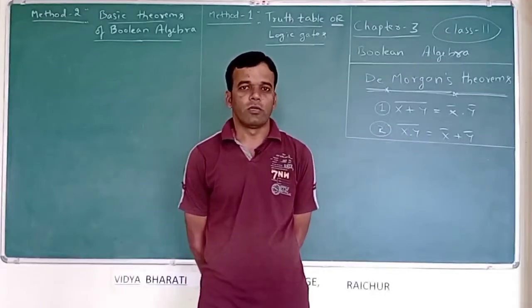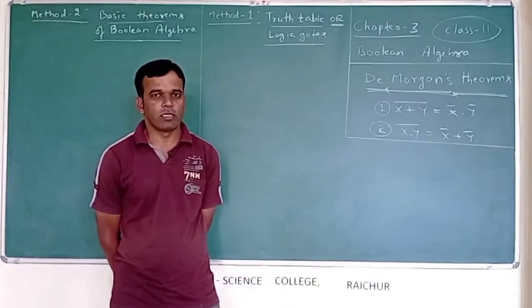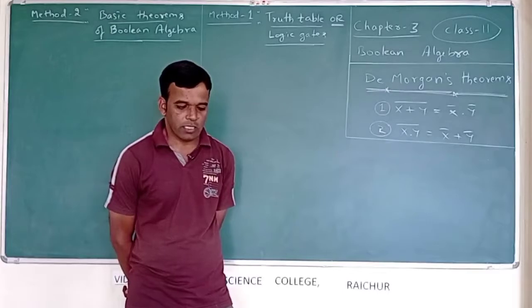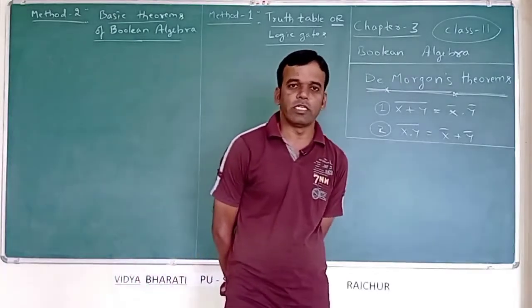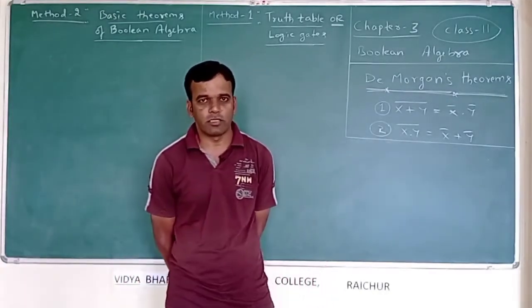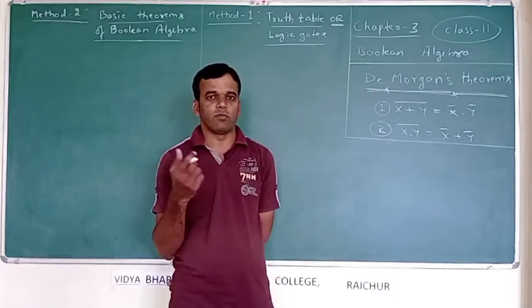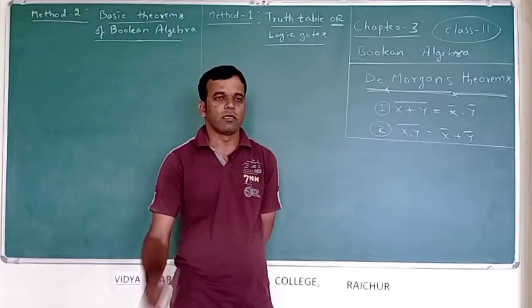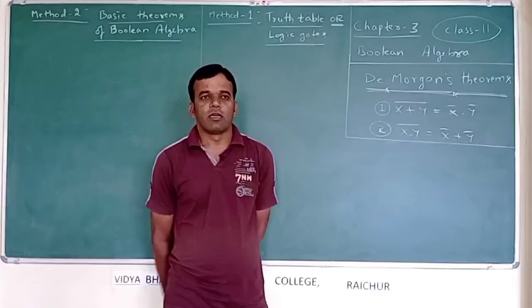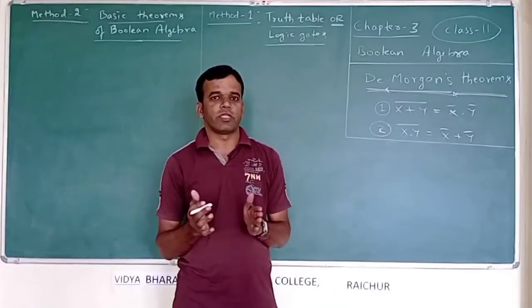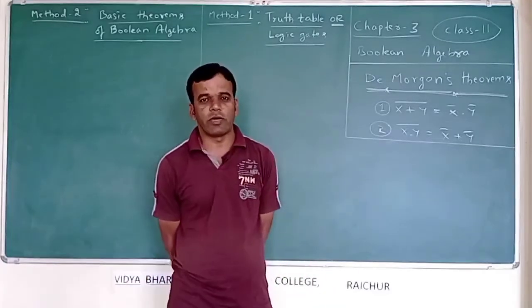Hello students, today we will see the De Morgan's theorems. In the last class, we have seen the simplification of Boolean expressions, that is, reducing the length of the Boolean expression into a smaller one. That is nothing but having an expression with the minimum number of terms for the given expression.